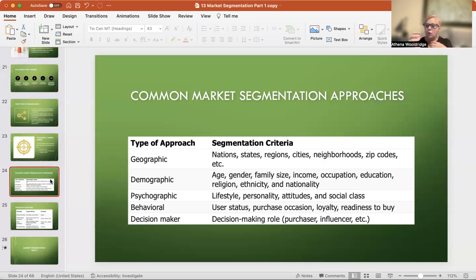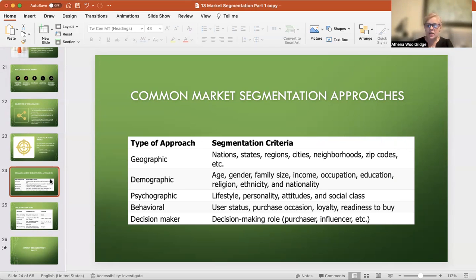Geographic. So maybe I am a restaurant, and I'm going to be segmenting people who are within 5 or 10 miles, right? Outside of that area, probably not coming to visit me unless I'm a real destination draw, but that's different. So this is geographic.